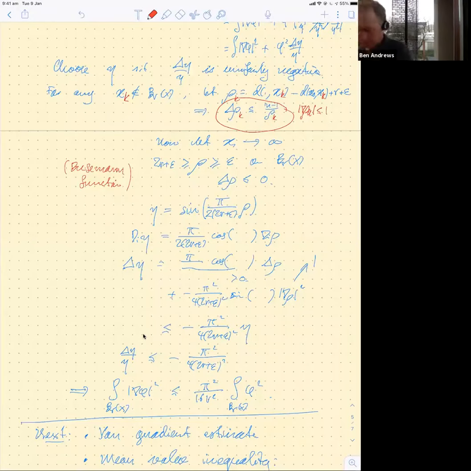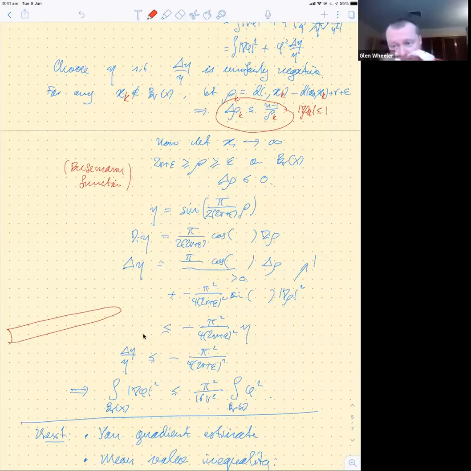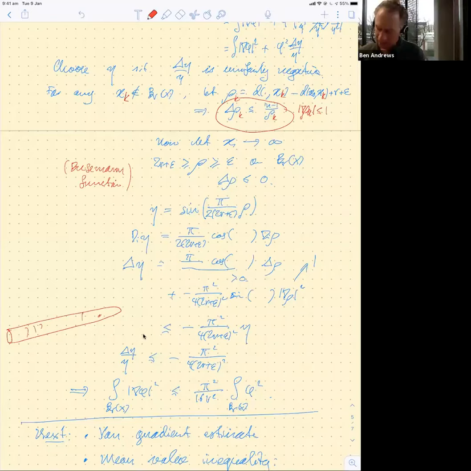I guess the picture would be if you had a manifold which is like a very long, thin cylinder, and your x was somewhere here, so that the ball was this stuff here. Then this would be something close to the actual eigenfunction, I think.